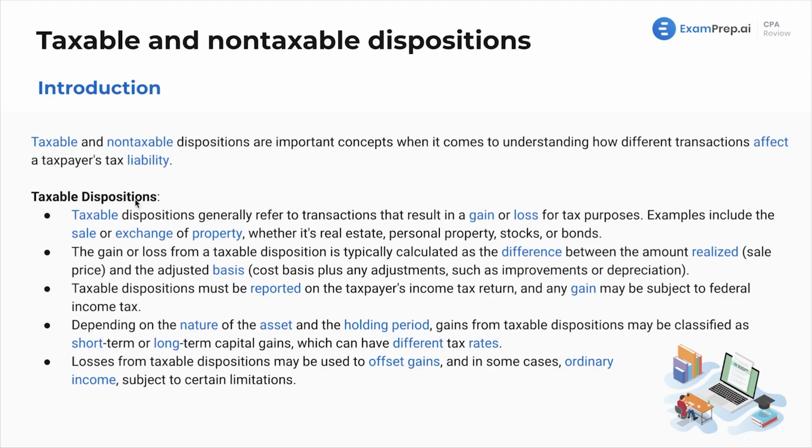We've got taxable dispositions. These generally refer to transactions that result in a gain or loss for tax purposes. Examples here are the normal sale or exchange of property, whether it's real estate, personal property, stocks, or bonds. The gain or loss from a taxable disposition is typically calculated as the difference between the amount realized and the adjusted basis. So we'll see very commonly, and I'll talk about this, realized, recognized, basis.